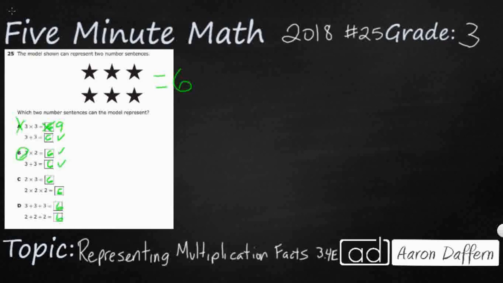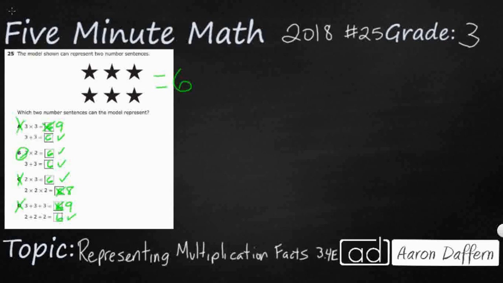Let's just double check to make sure C and D are incorrect. 2 times 3 works. 2 times 2 is 4, and then 4 times 2 is 8. So we're close, but we are incorrect there. And then 3 plus 3 plus 3, that is 9. So that is not going to work. 2 plus 2 plus 2 is 6. So that is going to work. So the simple answer is B.